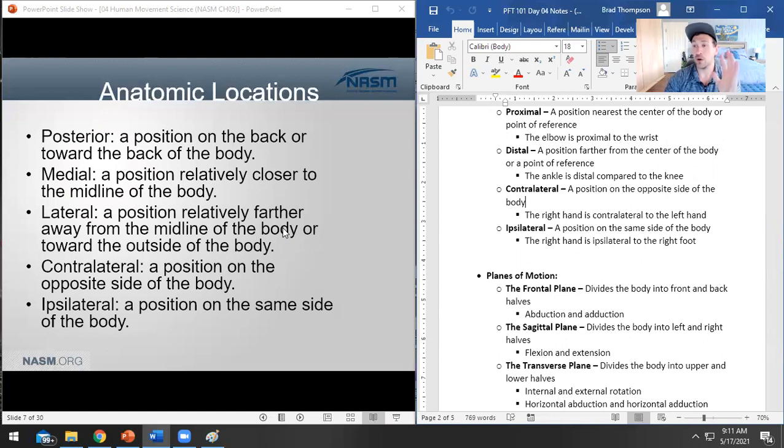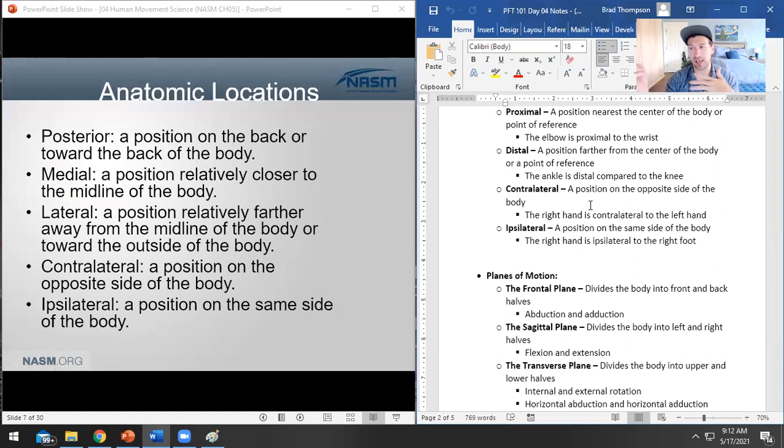So for the most part, we're pretty symmetrical, like we kind of have everything on two sides. So we have sort of a contralateral version of everything. I've got my left ear and I've got my right ear. That means they are contralateral. So it's a position on the opposite side of the body. My left ear is contralateral to my right ear, right? My right hand is contralateral to my left hand.